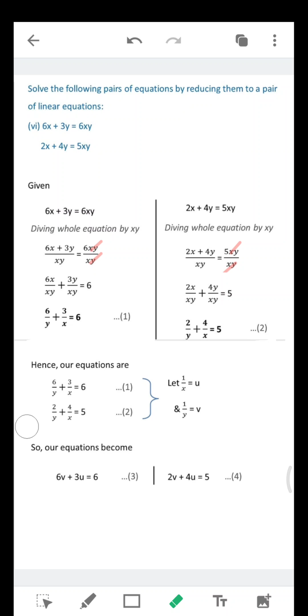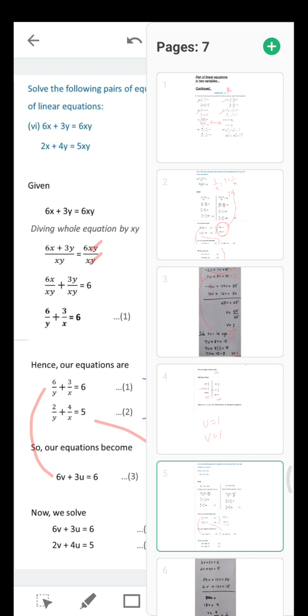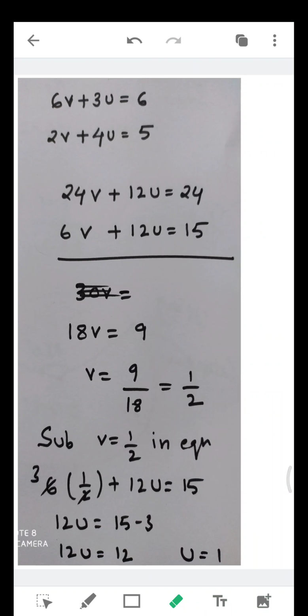So this 6 by y becomes 6v, because 1 by y is v, and 3 by x becomes 3u. And the second equation, 2 by y becomes 2v, and 4 by x becomes 4u, because 1 by x is u, is equals to 5. Okay, so finally we'll get two equations. We'll solve these two equations. I have done it by elimination method again.